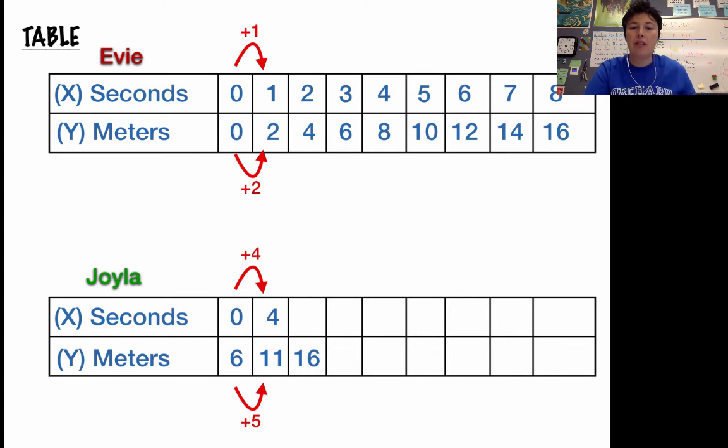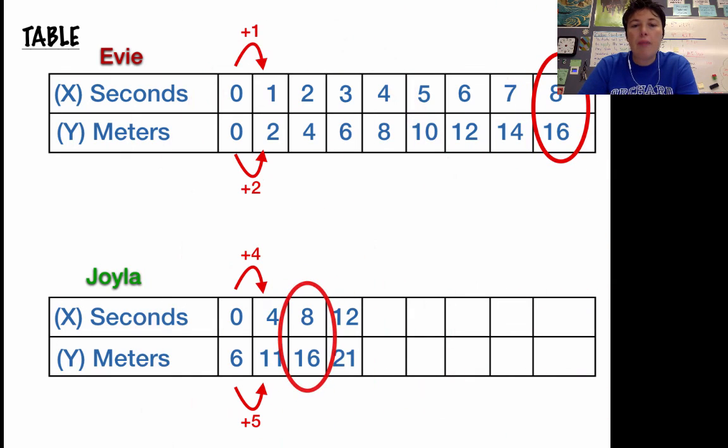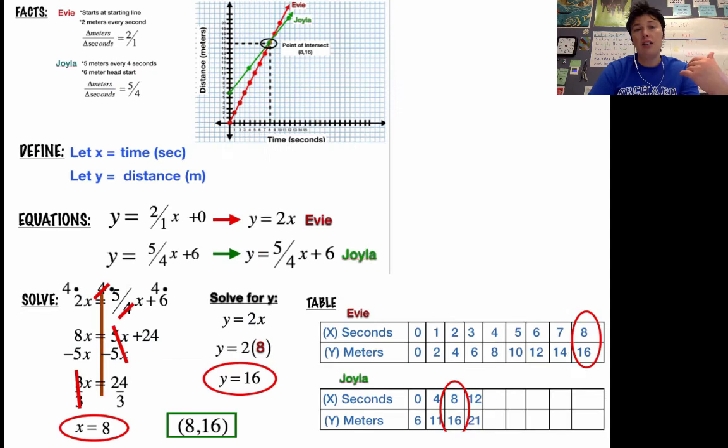So if I add 5, it'd be 16 meters. 4 seconds would make it 8 seconds. If I add 5, it'd be 21 meters. And that'd be 12 seconds. And I could continue my table, but I really don't need to. Why? Because look, my point of intersection. Here's how my tables prove that my answer is correct. They match at 8 and 16. So I'm going to add that to my big picture here.